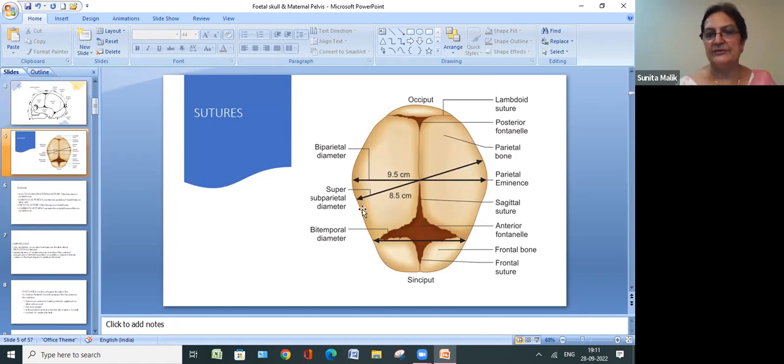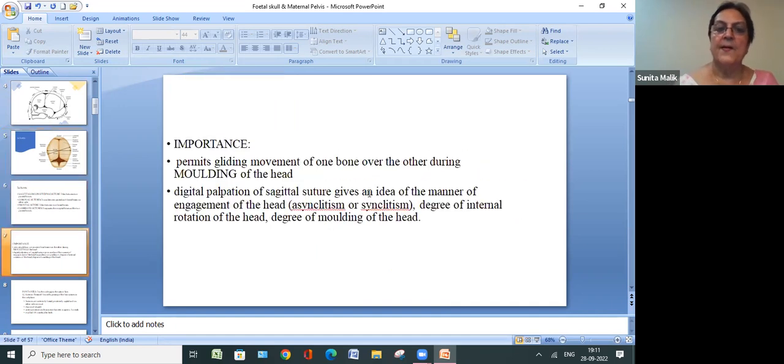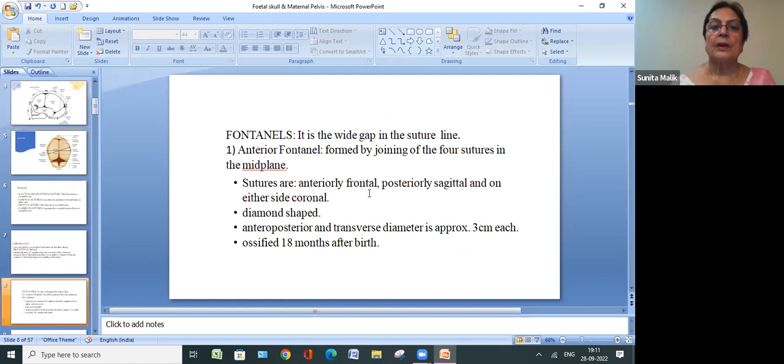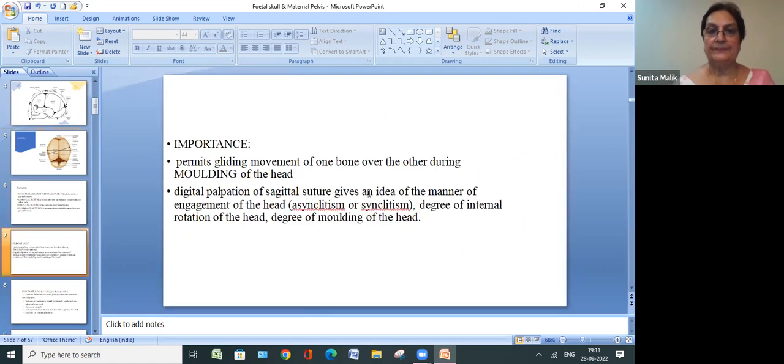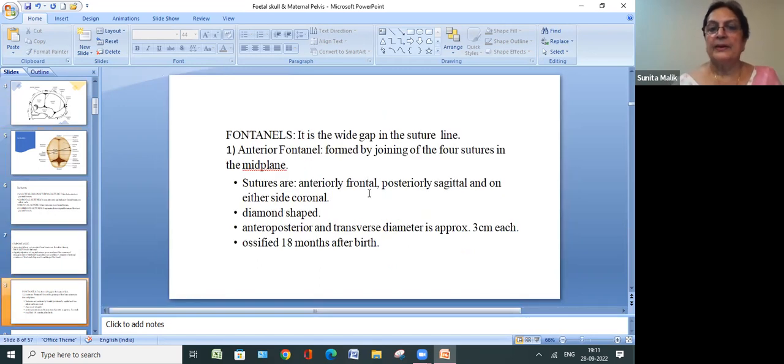Biparietal is 9.5 centimeter. The supra and subparietal diameter is 8.5 centimeter. If there is some asynclitism, the smaller diameter presents, and as it descends and fully engages, the full diameter will go into the pelvis. Now coming on to the fontanelle, it is the white gap in the suture line, which we have already seen in the picture.